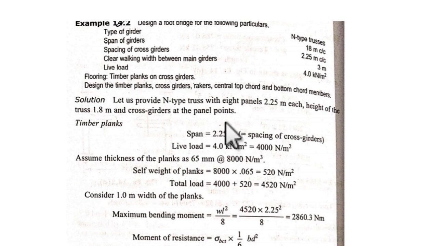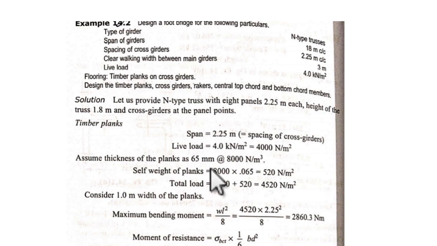First thing is to design the timber planks. Okay. So now what is the span? Span is 2.25 meter, which is the spacing of the cross girder. Live load, as given in the question, is 4 kN per meter square, 4000 Newton per meter square. Now first thing that we do here, since we do not know anything about the planks, we assume the thickness. Let us assume it is a 65 mm thick plank.